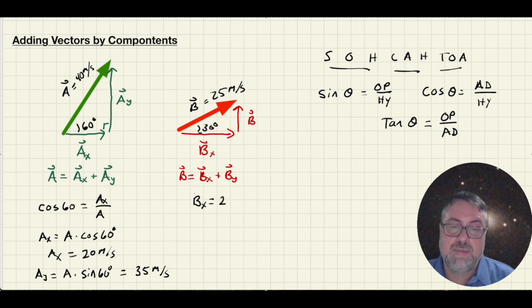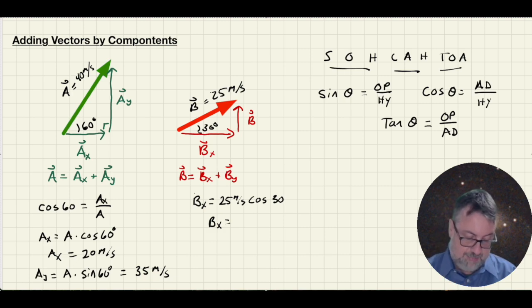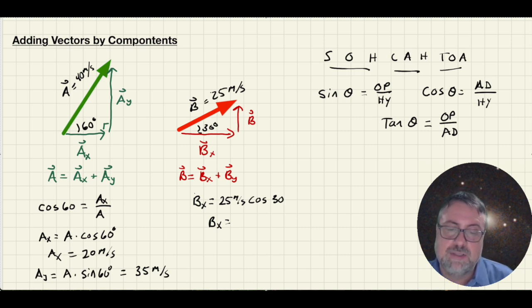So this is going to be equal to 25 meters per second times cosine of 30. Well, cosine of 30 is the same value as the sine of 60. So this works out that BX is equal to, let's see, we have 0.87 times 25. It's 21.75, but I'm going to round to 22 meters per second for this discussion. And BY is going to be equal to 25 meters per second times sine of 30 degrees.